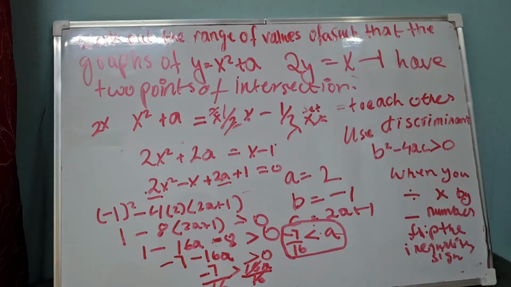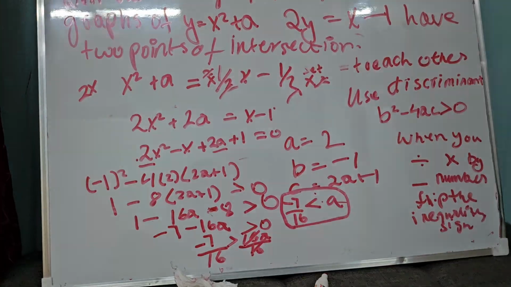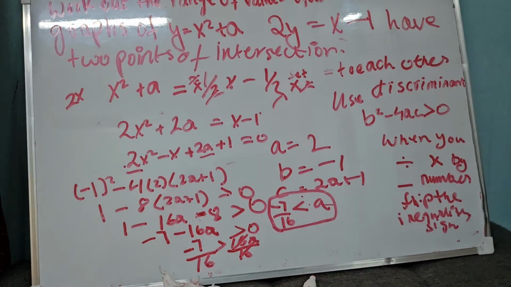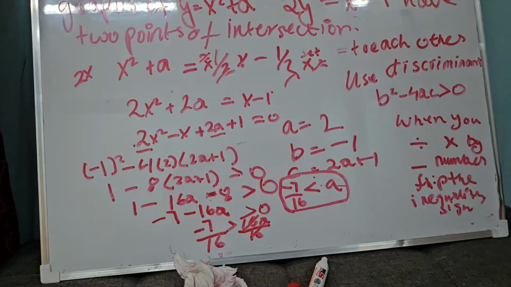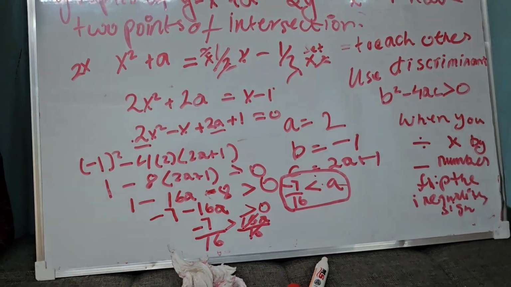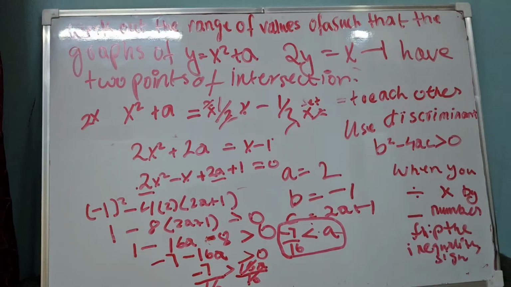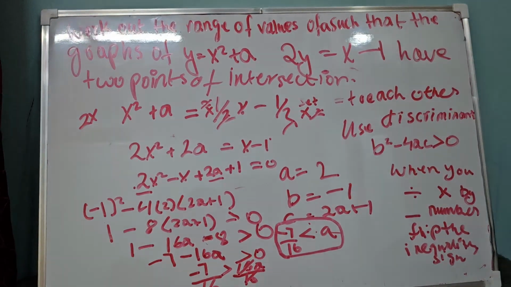Make sure that they are equal to 0, a quadratic. Then use the discriminant, solve the inequality, and make sure to change the inequality sign, okay. And here we go. This is for 5 marks, and it's an exam style question.